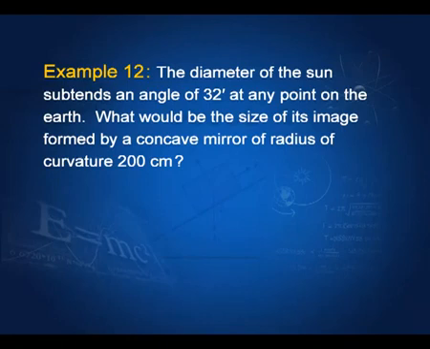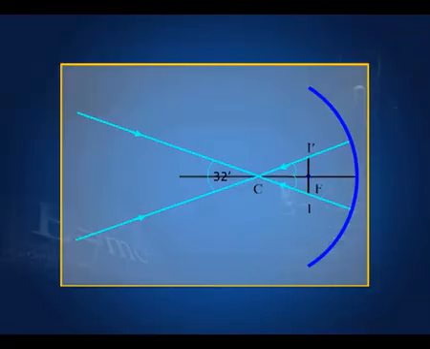The diameter of the sun subtends an angle of 32 minutes at any point on the earth. What should be the size of its image formed by a concave mirror of radius of curvature 200 centimeters? Let me show you the figure first. Here is a concave mirror, radius of curvature is 200 centimeters, and these are the rays coming from the sun. They are not parallel, they are at an angle of 32 minutes, which is very small angle. Actually, it has been exaggerated too much. Actually, they would be almost parallel. The angle between them is only 32 minutes, that is half a degree.